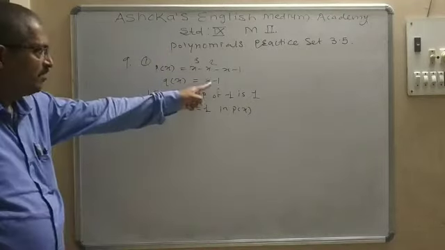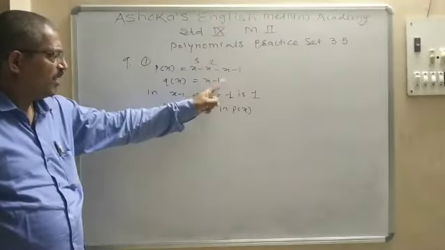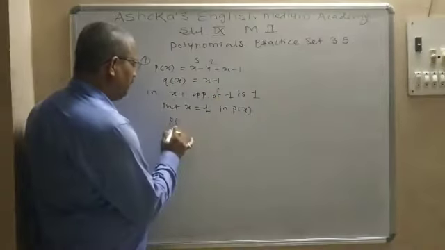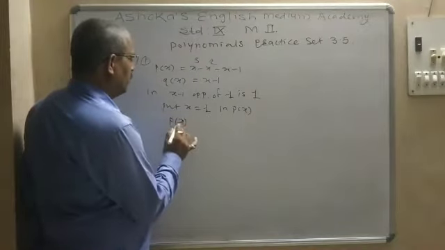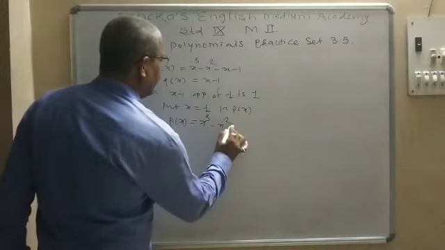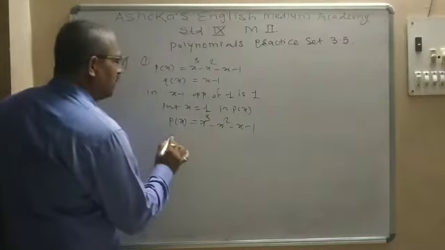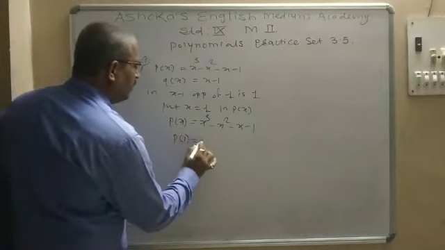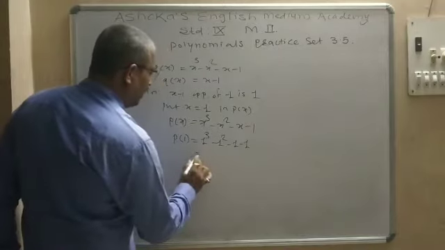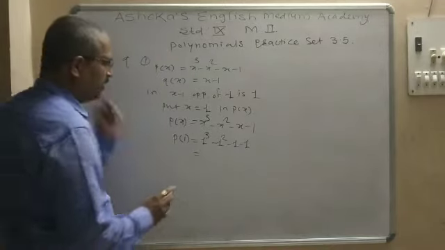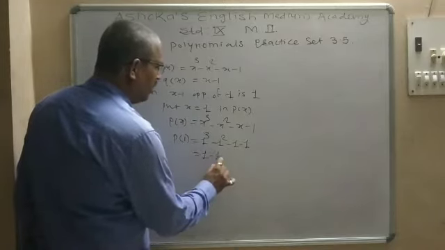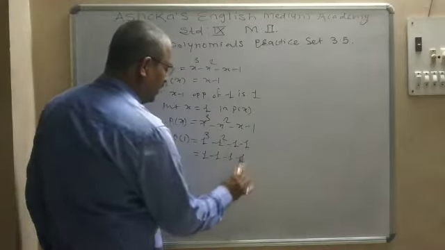Understand? x minus 1 is given, the opposite of minus 1 is positive 1. We will keep this value in p(x). p(x) is equal to x cube minus x square minus x minus 1. Then p(1) is 1 cube minus 1 square minus 1 minus 1. Now 1 cube means 1. 1 square means 1 will come, minus 1 minus 1.